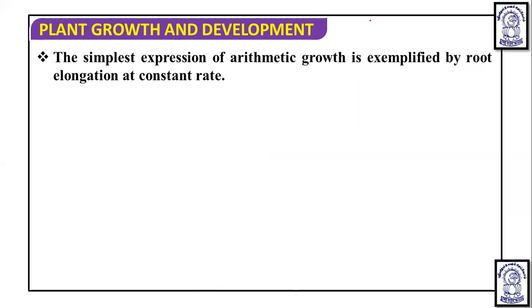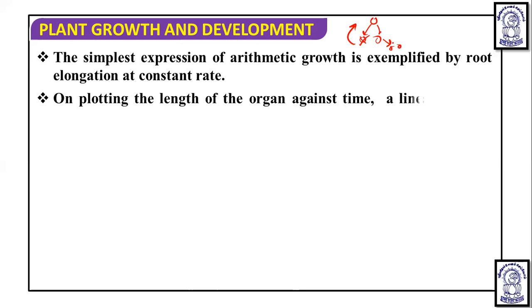So what we have understood: suppose this is a cell, out of this two cells are produced. One stops dividing, becomes mature and differentiates, and one keeps on dividing and produces two cells. Then it is arithmetic growth. Now the simple expression of arithmetic growth is exemplified by root elongation at a constant rate.